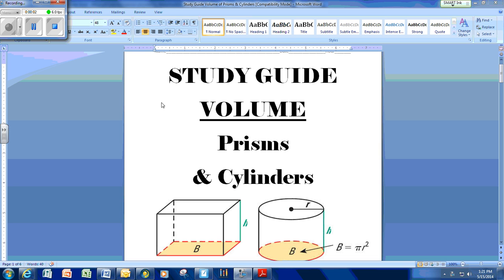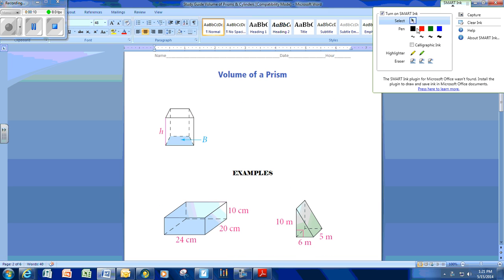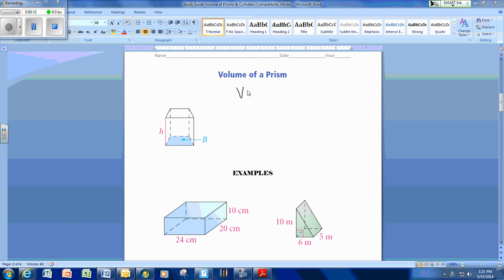Today's lesson we're going to focus on the volume of prisms and cylinders. So we're first going to start with the volume of a prism. Volume of a prism is the area of the base, capital B, times its height, which is h.